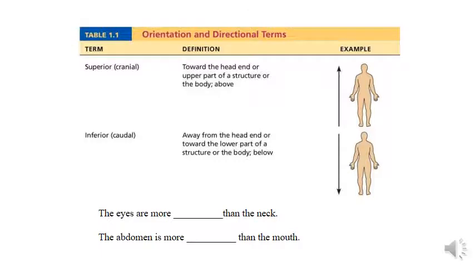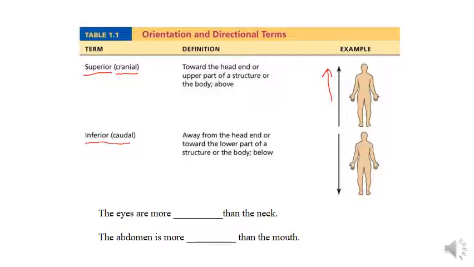Okay, so now next, directional terms. You will hear and use these terms throughout the semester and the next semester in AMP2 as well. So here, superior or cranial, meaning the same thing. These both refer to the top part of the body, going up. And then inferior or caudal refers to the bottom part of the body.